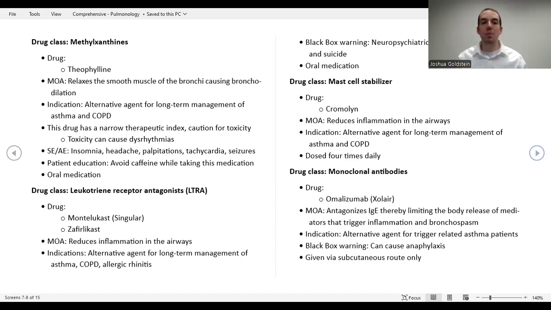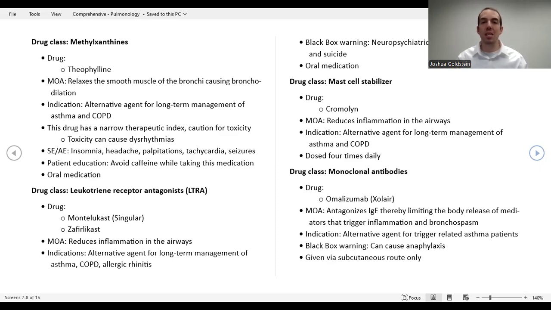We have our LTRAs, or leukotriene receptor antagonists, and the drugs here are montelukast and zafirlukast. These drugs work by reducing inflammation specifically in the airways. What do we use this for? Again, chronic management of asthma and COPD. These drugs do have a black box warning that they can cause neuropsychiatric issues. So definitely be careful giving this to a patient that has a history of depression, anxiety, or anything like that. And this is another one of those oral medications.